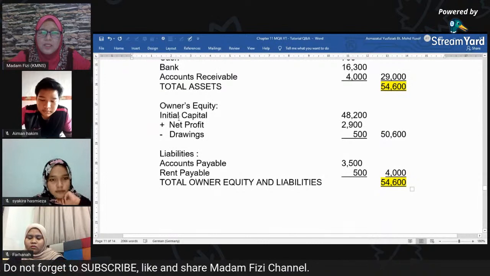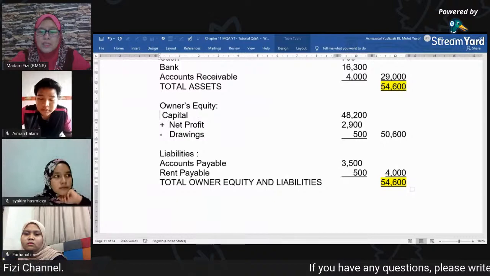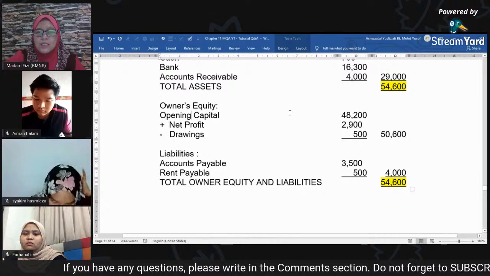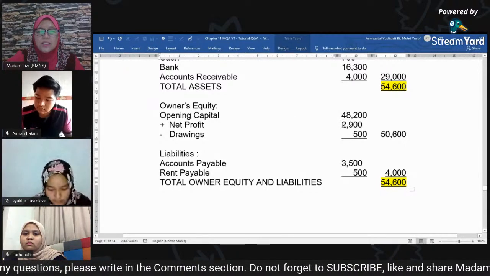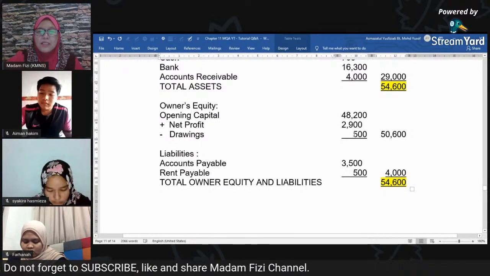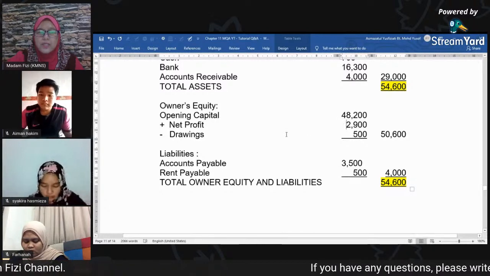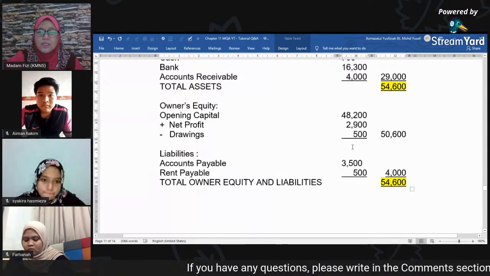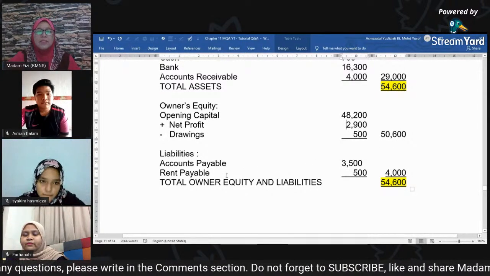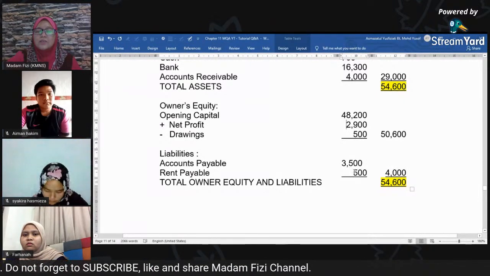Okay, owner equity is initial capital. Initial capital equals to opening capital, equals to 48,200, and then plus net profit. Just now we calculated 2,900 and minus drawings 500. So you get total owner equity or closing capital is 50,600. And then liabilities is accounts payable and rent payable. Total is 4,000.